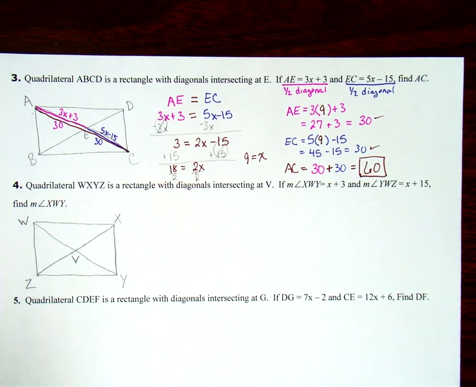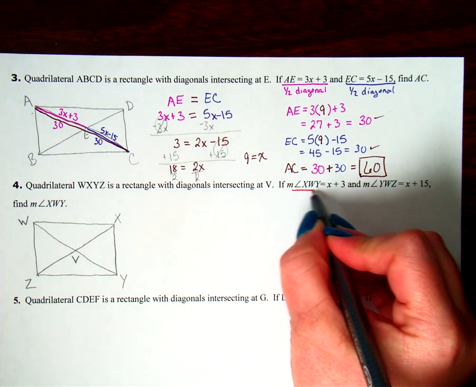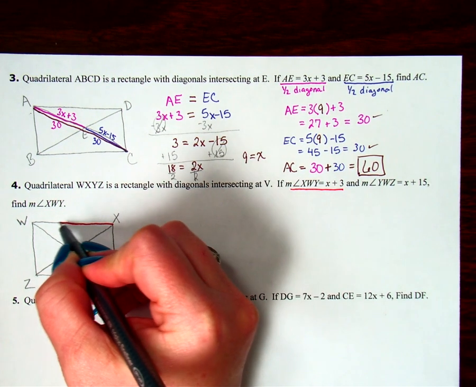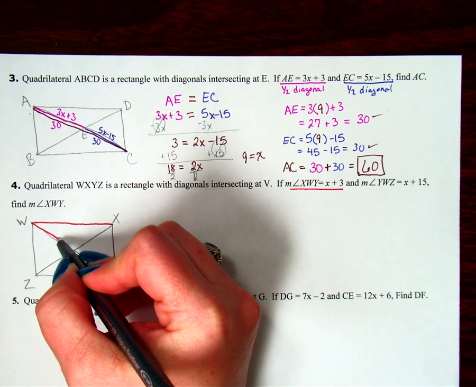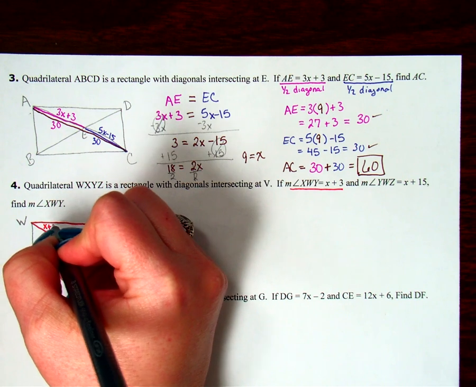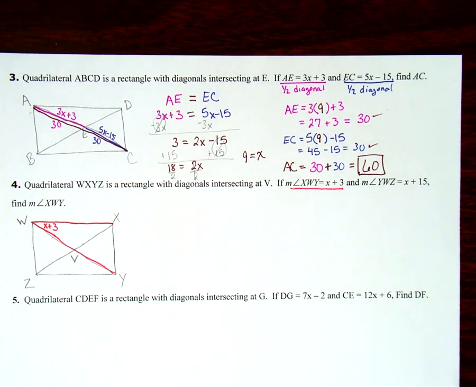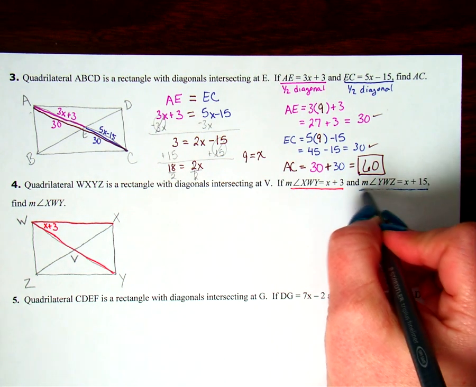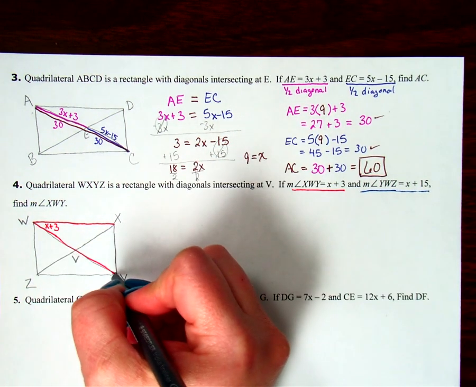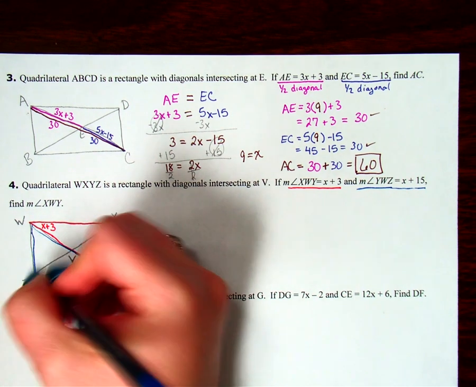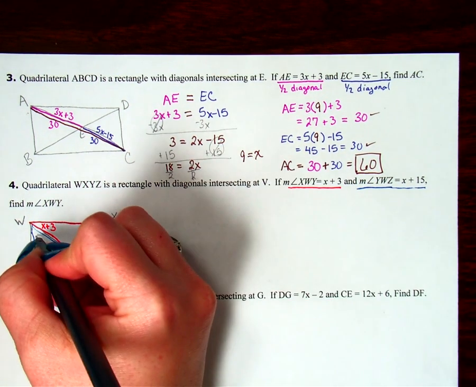Okay, the measure of angle XWY equals x plus 3. And the measure of angle YWZ equals x plus 15.